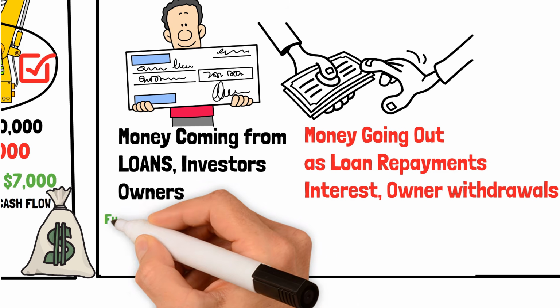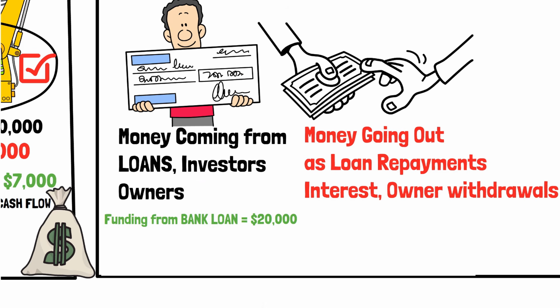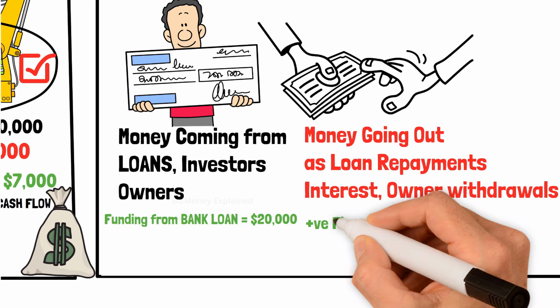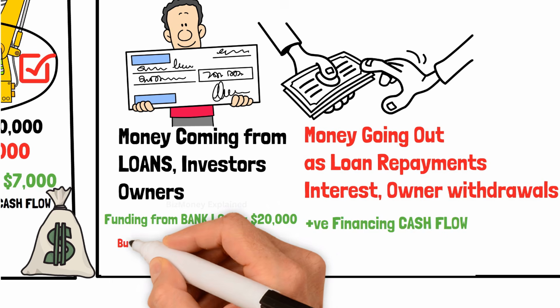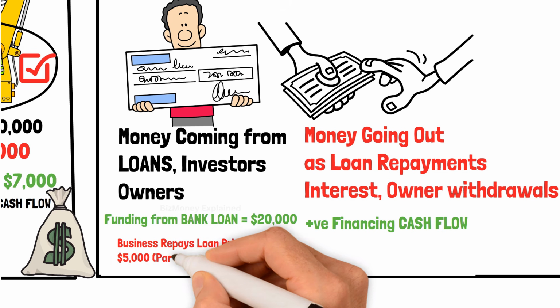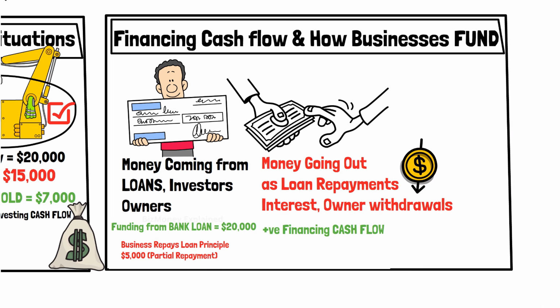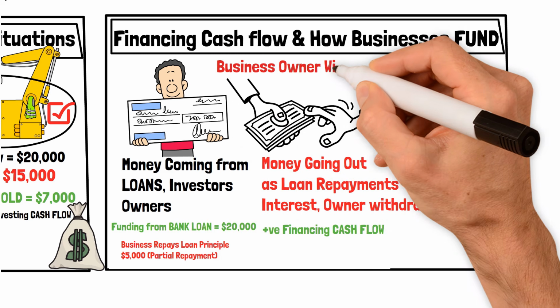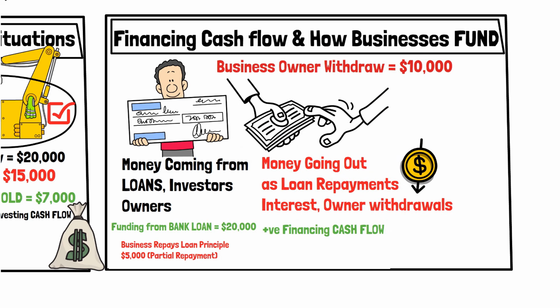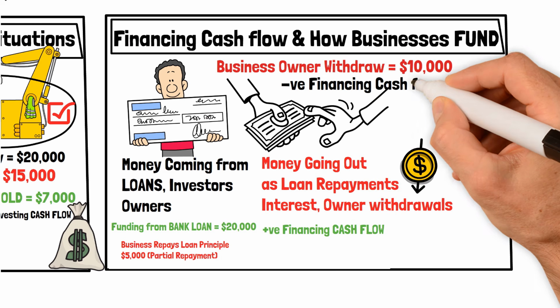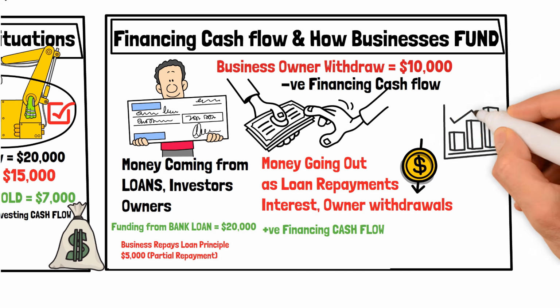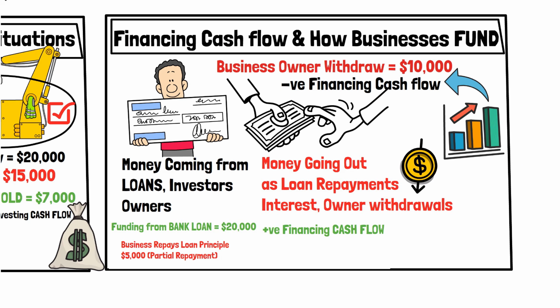Now imagine the same business takes a bank loan worth $20,000. This also appears as positive financing cash flow because cash enters the business. However, when the business later repays the loan principal worth $5,000, that amount becomes negative financing cash flow. Interest payments also reduce cash, even though they are operating expenses in accounting terms. Let us look at another example. A profitable business owner decides to withdraw $10,000 for personal use. This cash leaves the business and appears as negative financing cash flow. Even though the business is profitable, cash reduces.